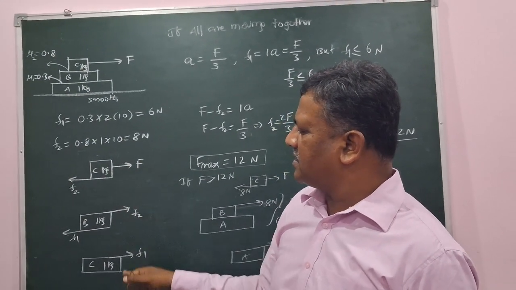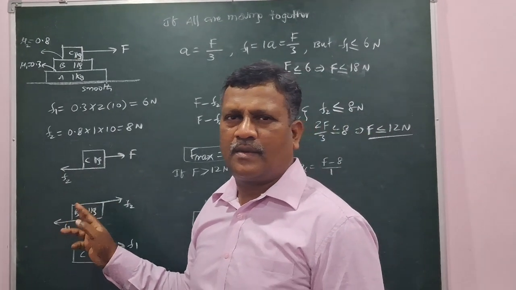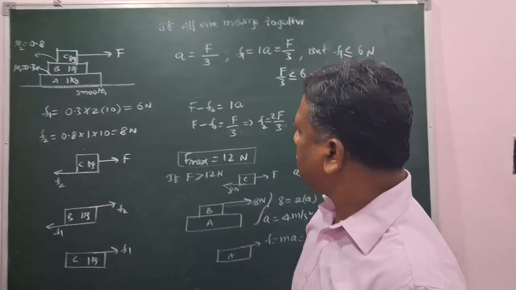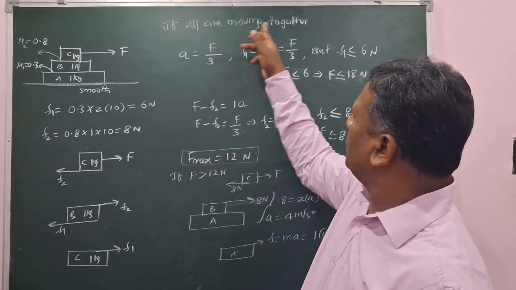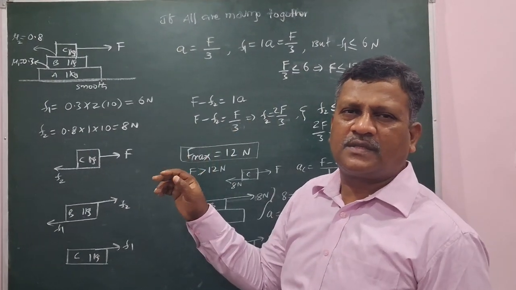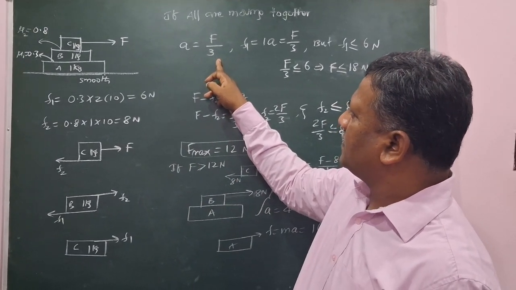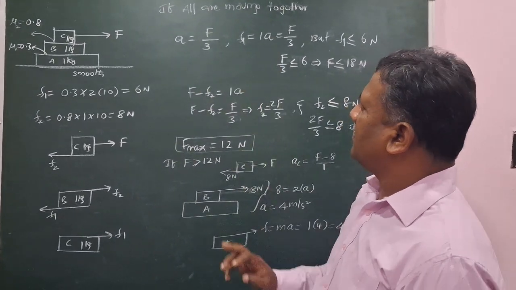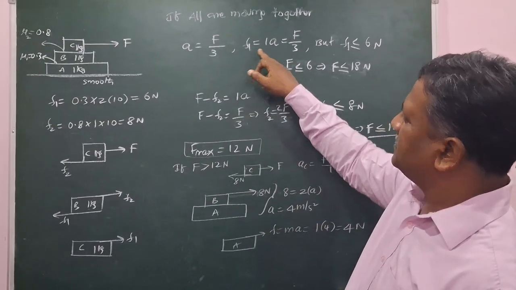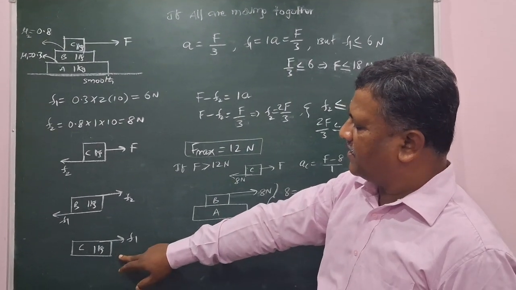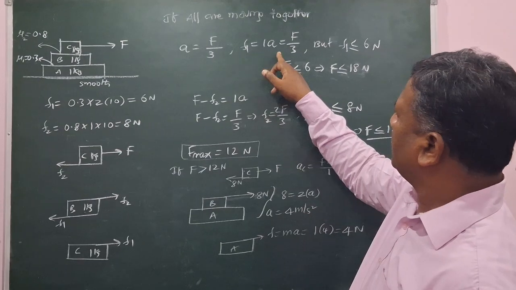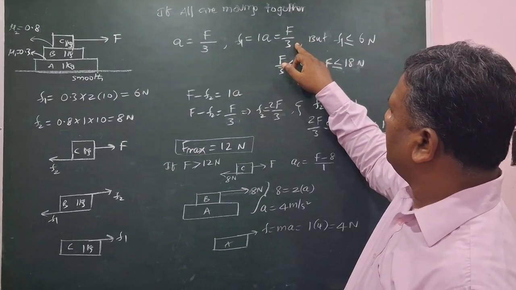Now see, this is the free body diagram for A, B and C. Suppose all the bodies are moving together. In that case, the common acceleration is net force by net mass. And remember, the frictional force F1 for this block is F1 = MA, so a = F/3.